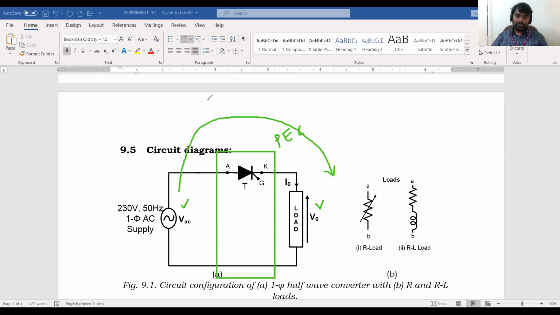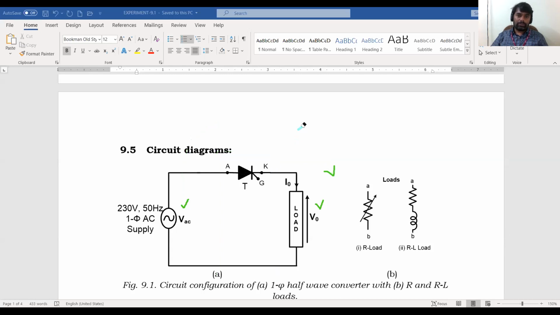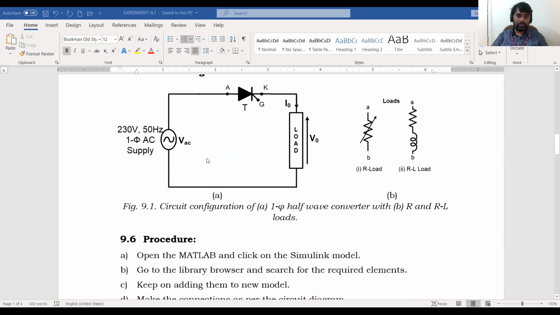Okay, so you can say it is controlling only the positive half cycle because it is inserted in the positive side. So if you insert this SCR in the negative side, you will get control over the negative half cycle. Right. So now this load can be a resistive load or an RL load.